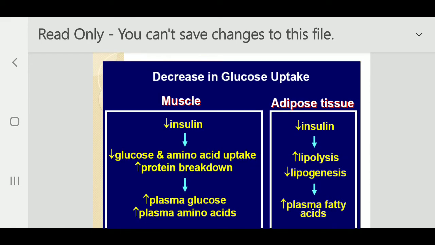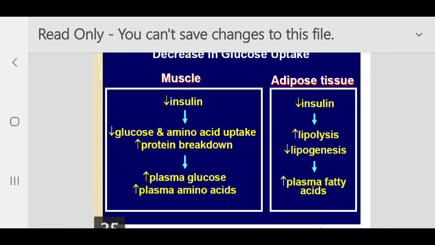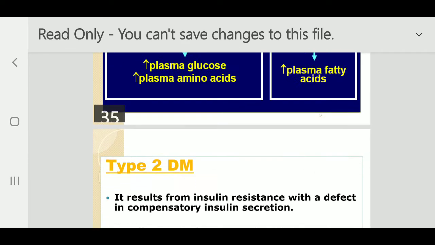Now, a decrease in glucose uptake in the muscle and in the adipose tissue. So, in the muscle, if there is decreased insulin, there will be decreased glucose and amino acid uptake, there will be increased protein breakdown, increased plasma glucose, and if in adipose tissue, if there is less insulin, there will be more lipolysis, less lipogenesis, and increase in plasma fatty acids.